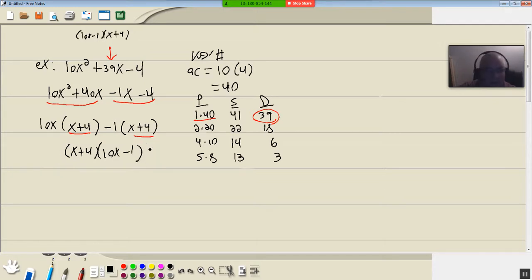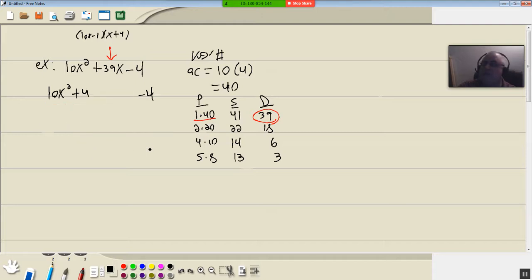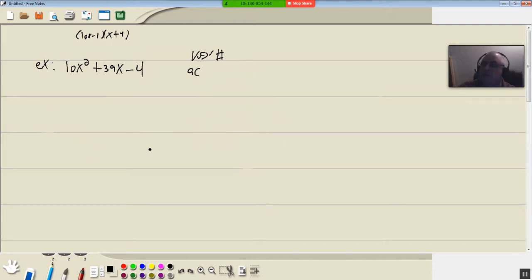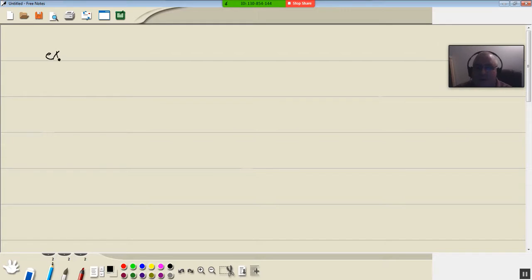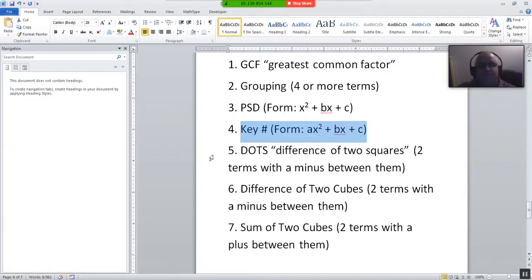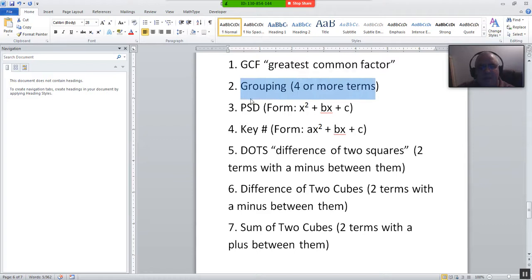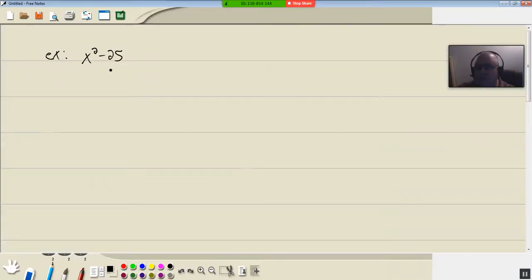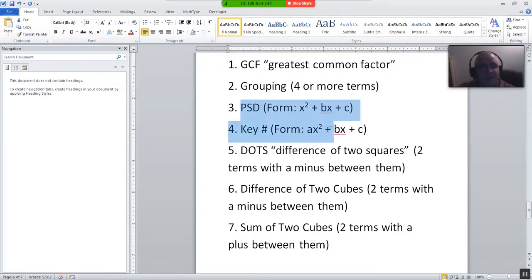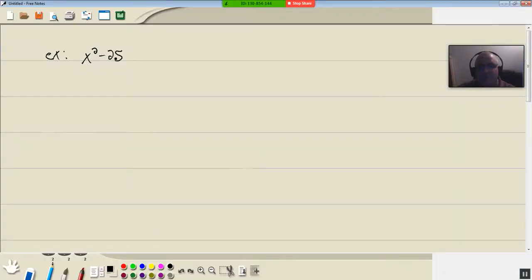Let me clear that off. And let's take a look at this problem. x squared minus 25. GCF. I got two terms. They have nothing in common, so no GCF. Grouping is 4 or more terms. This is 2 terms. That doesn't fit. PST and key number are both 3 terms. Well, this is 2 terms.